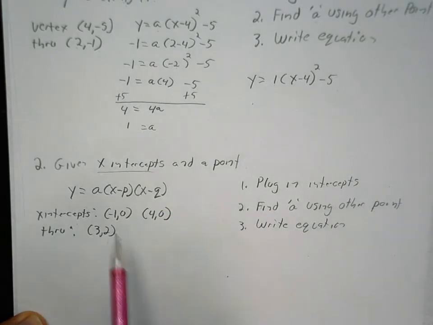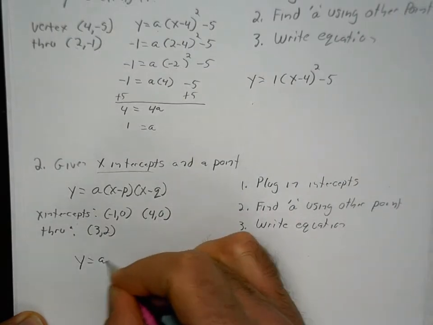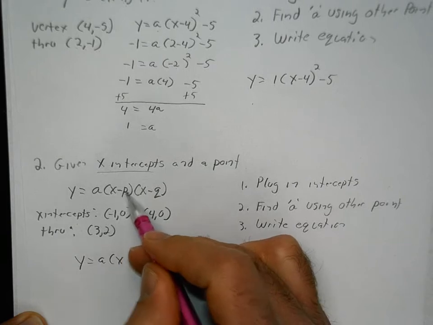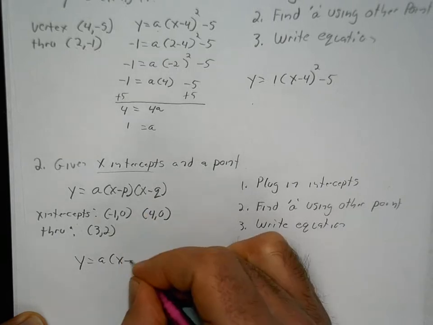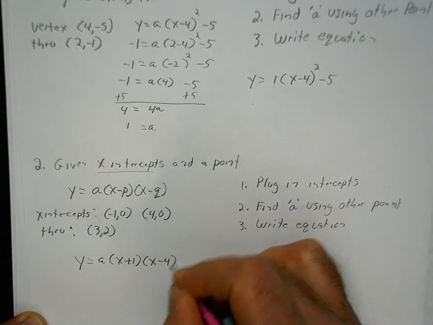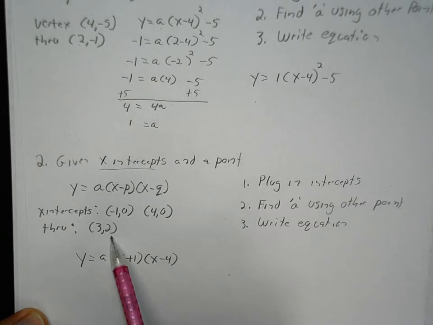Let's see what we get. So now we're going to plug in, p and q are my intercepts. So we'll plug in the intercepts. Now remember, again, it's a minus here, so they're kind of like opposites. So +1 and -4. Okay, now we're going to use the other point, (3, 2), to find the a value. So again, we're going to plug 3 in for the x's, 2 in for the y.